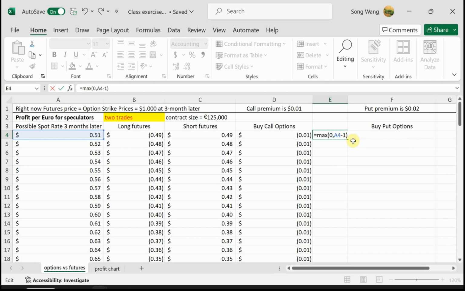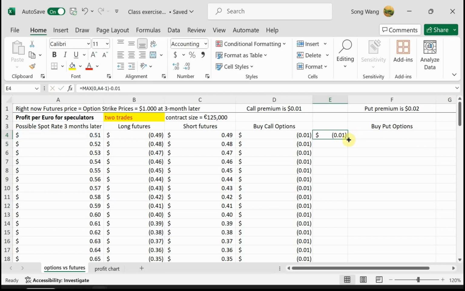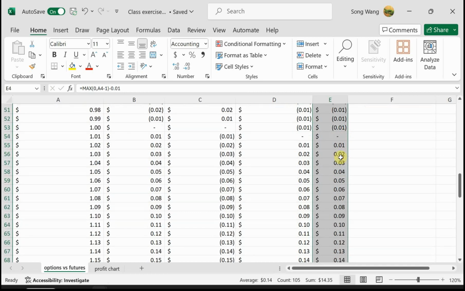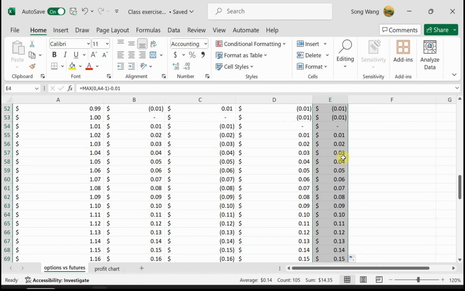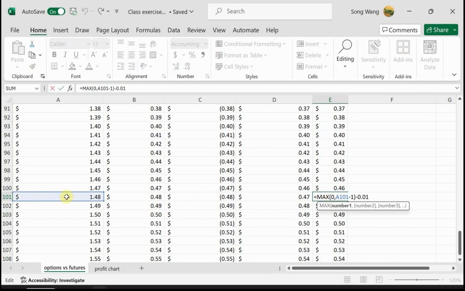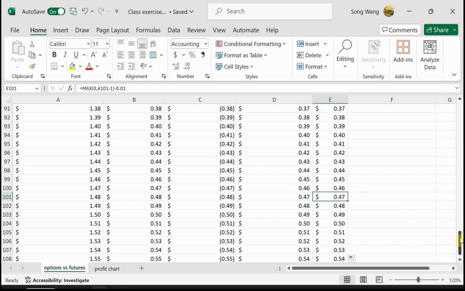But for both conditions, you will need to pay the $1 premium no matter what. So use the max function, and you will get the same result as if you use the if statement in Excel. For example, right here, the spot rate is 1.48, and you will exercise the call option. You sell at 1.48, and you buy at 1 based on the strike price of the call option. Then you pay the premium of 1 cent, so you get a 47 cents profit.